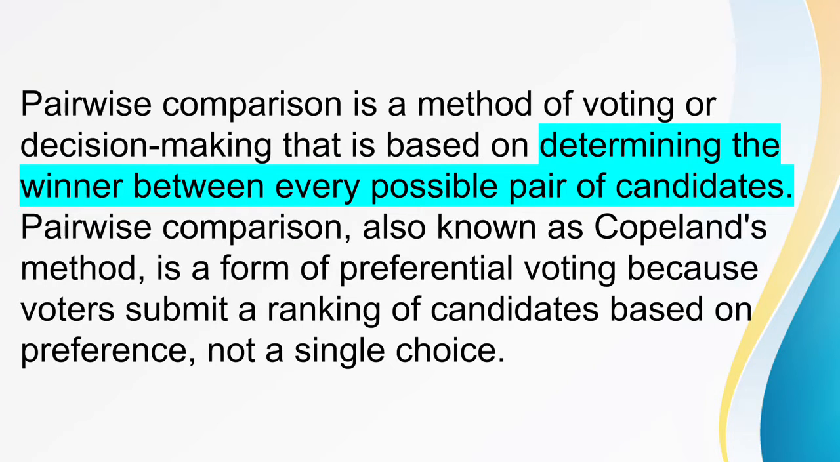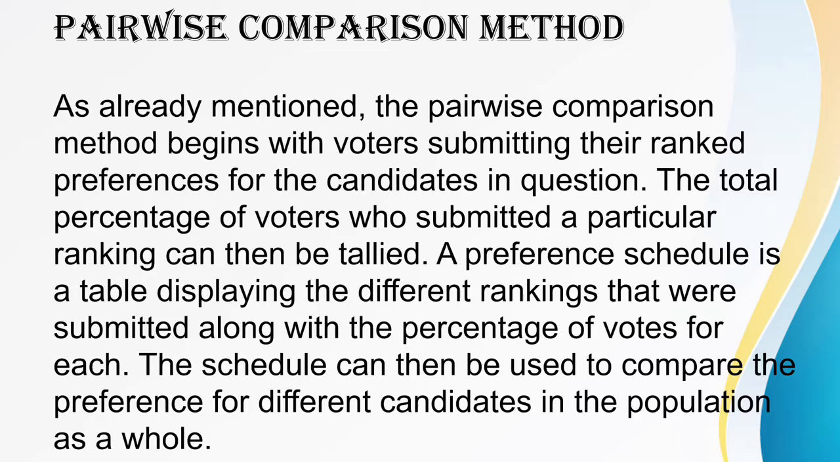Pairwise comparison is a method of voting or decision-making that is based on determining the winner between every possible pair of candidates. Pairwise comparison is also known as Copeland's method. It is a form of preferential voting because voters submit a ranking of candidates based on preference, not a single choice. As already mentioned, the pairwise comparison method begins with voters submitting their ranked preferences for the candidates in question.